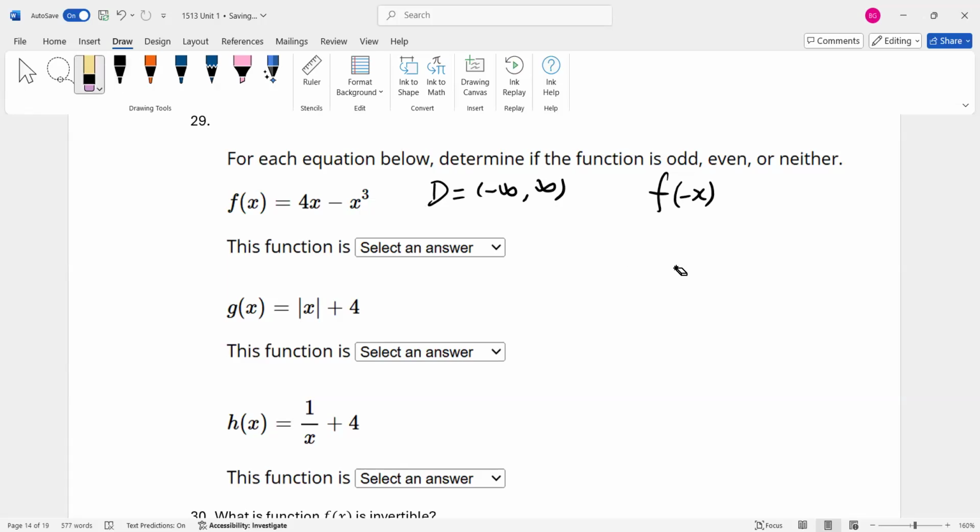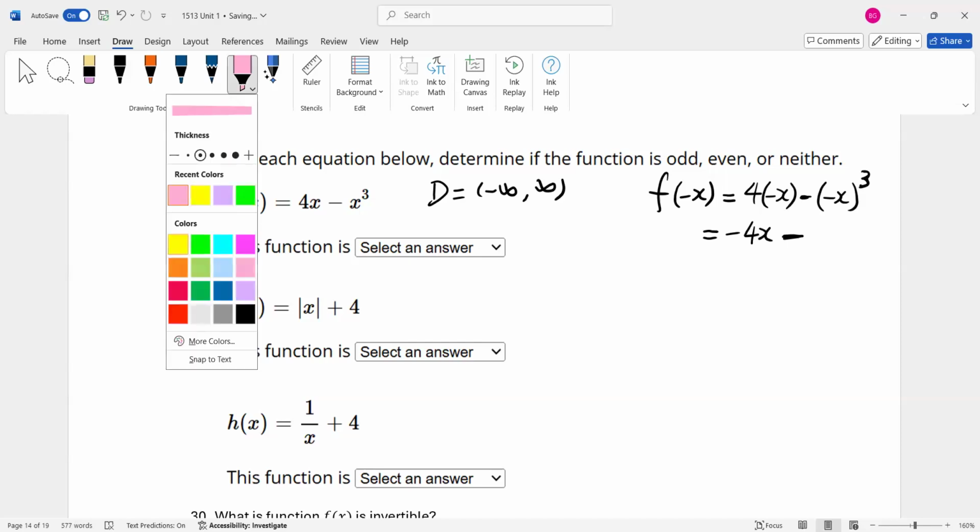So start from calculating f of negative x. f of x is 4x minus x cubed. So when the input becomes the opposite of x, we're gonna replace all the x with negative x. So we have 4 times the input minus the input to the power of 3. All right, and then simplify. 4 times negative x, negative 4x, minus, okay, let's see what it is.